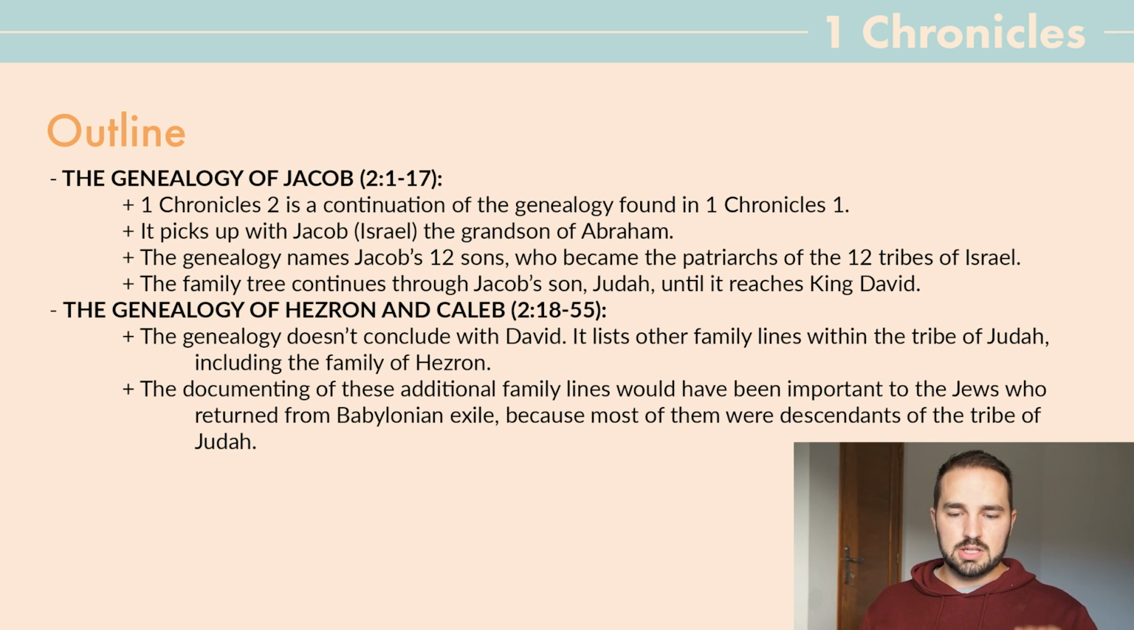The family tree then continues through, well, basically it highlights one of those 12 sons. It highlights Judah, because it's through him that eventually King David is going to be born, and then eventually Jesus is going to be born into a family that were descended from David, Judah, Israel, Abraham.